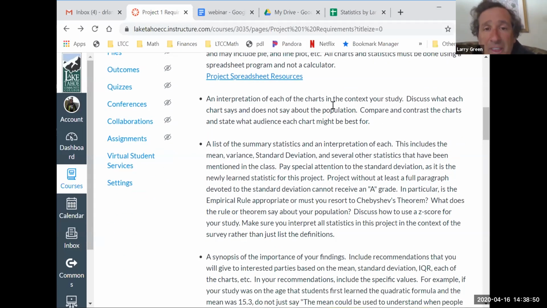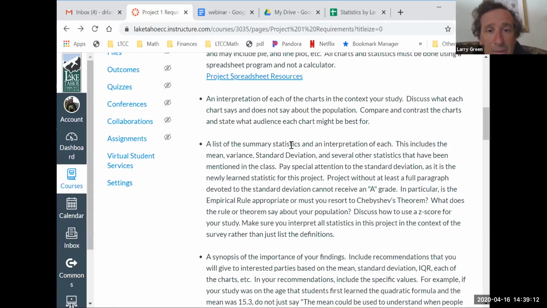You want to interpret the charts and discuss what each chart says and does not say about the population. Compare and contrast, and state what audience each chart might be best for. And you should always be talking about the recommendations you are going to be giving to the client based on the charts. That's the whole point of this paper.